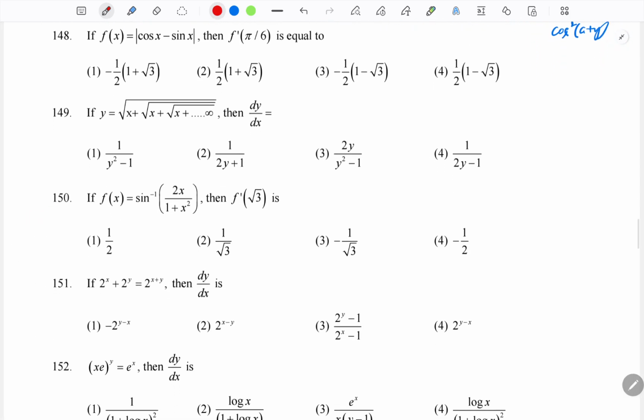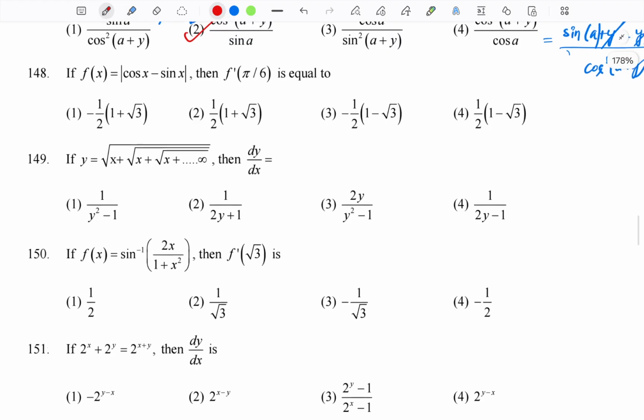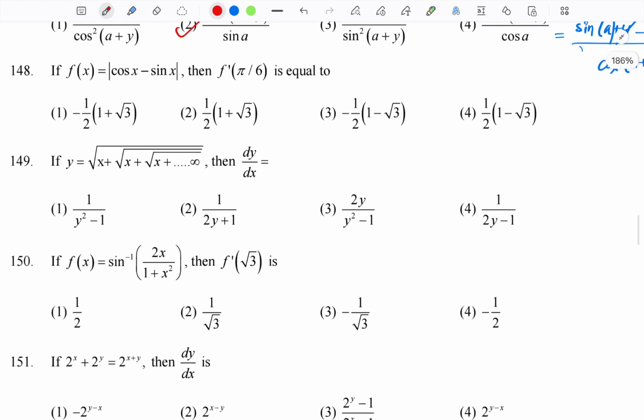they're asking f dash, right? Whenever there is this type of question, first find f at x equal to pi by 6. What is the cos pi by 6 value? It is root 3 by 2, right? And minus, say, root 3 by 2 minus 1 by 2. Which one is bigger? This one is bigger. If I delete the smaller part, we will get greater than 0. It means our modulus is positive, so remove the modulus and find the derivative.